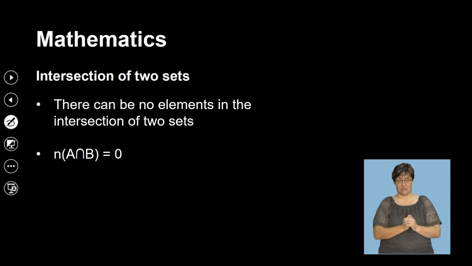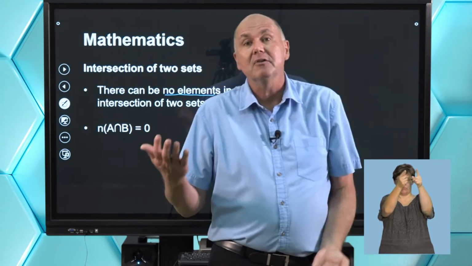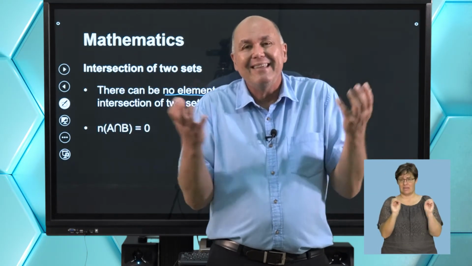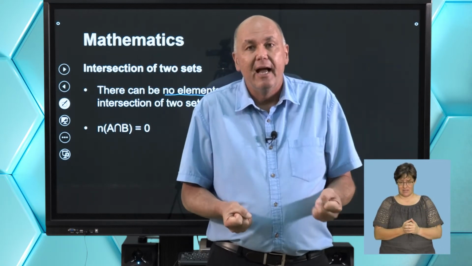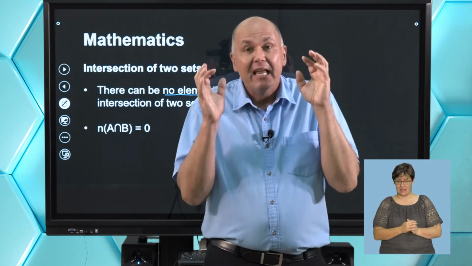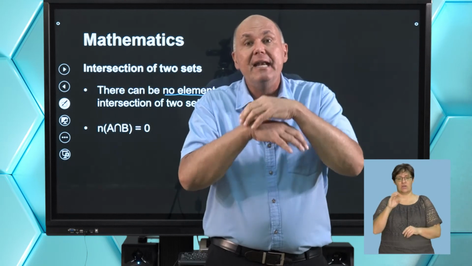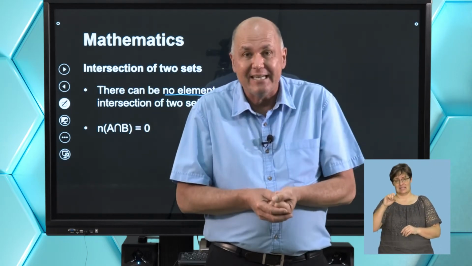And so, because there's no overlap, there's no crossing over, it's like two roads that don't ever meet. They could be running parallel to each other. They're going to have nothing in common with each other. And so we say that the intersection is a null set. It's an empty set. Okay, very important.